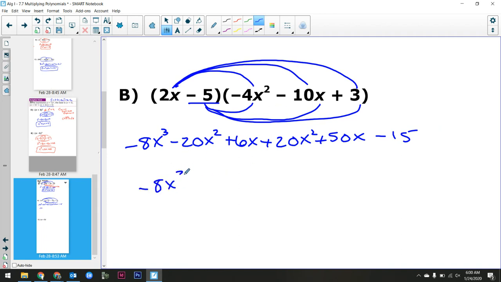Negative 8x to the third. That cancels. 6x and 50x make 56x. And then minus 15 sitting out there on the end.